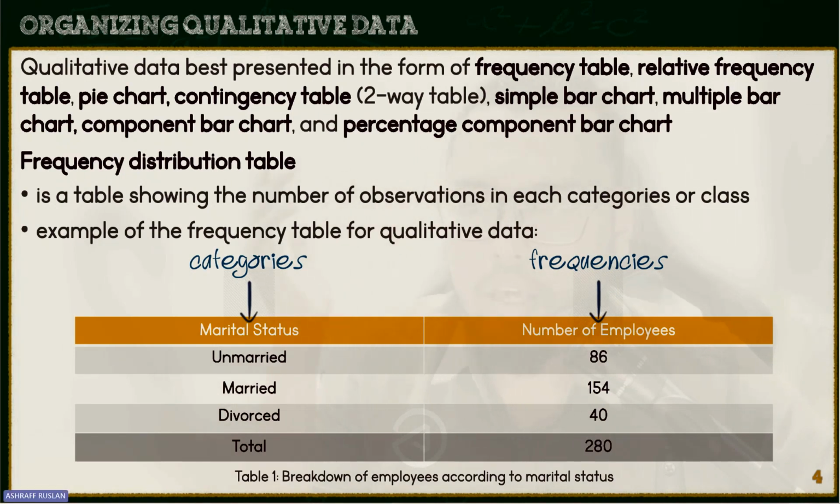As for the frequency distribution table, this one is very basic. Senang lah semua pun. For each category, we are going to have the frequencies or total numbers respective to that category. So we have unmarried, married, divorced, for example, and then each one of them will have their own frequencies. Very straightforward.